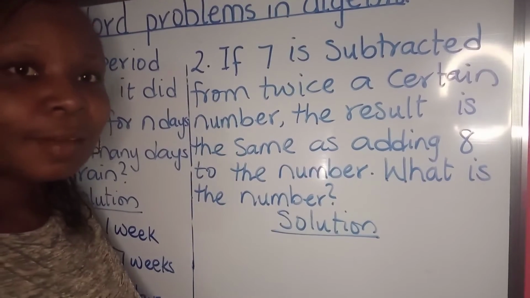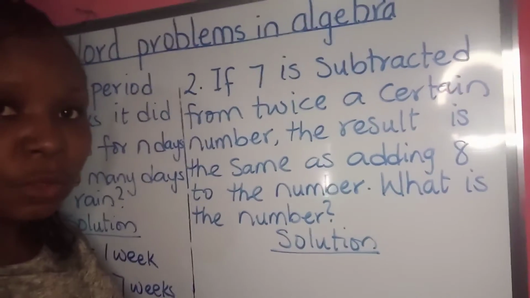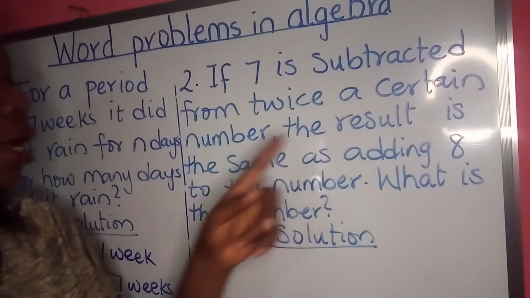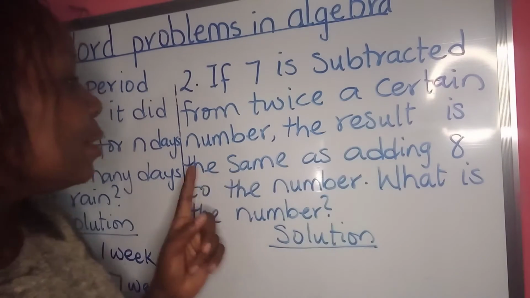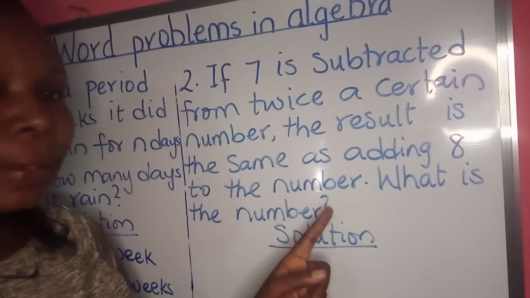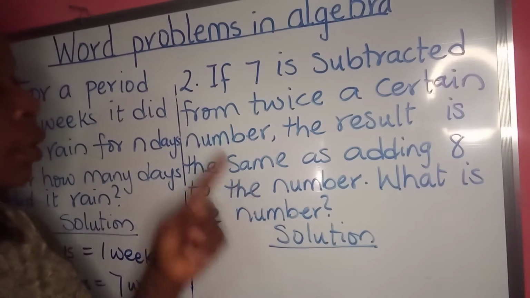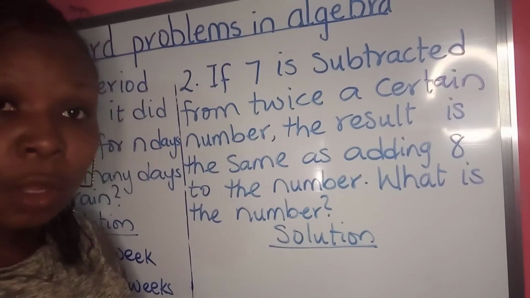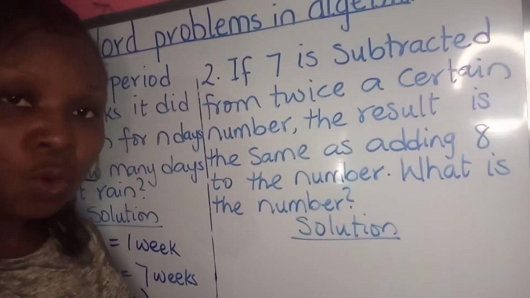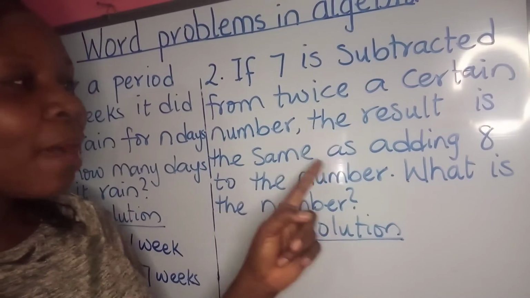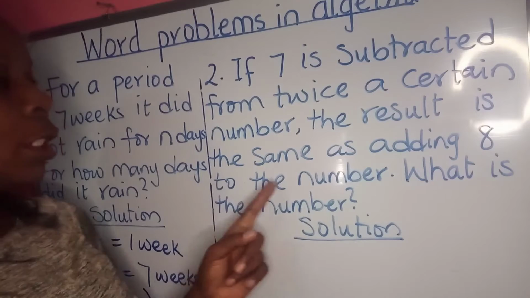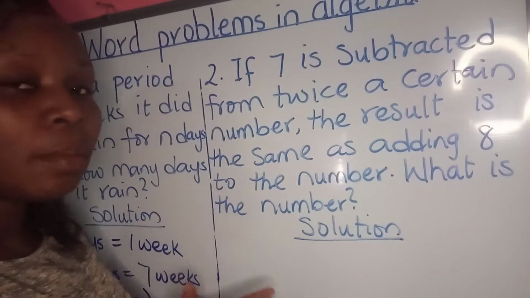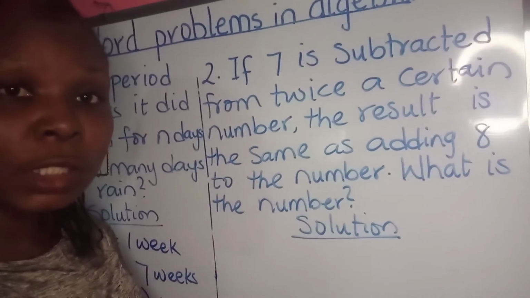Okay, guys, here's another interesting one. This one says, if 7 is subtracted from twice a certain number, the result is the same as adding 8 to the number. What is the number? That certain number will be our unknown. We don't know what it is. So this is a typical word problem in algebra. It's easy to solve and interesting to solve.